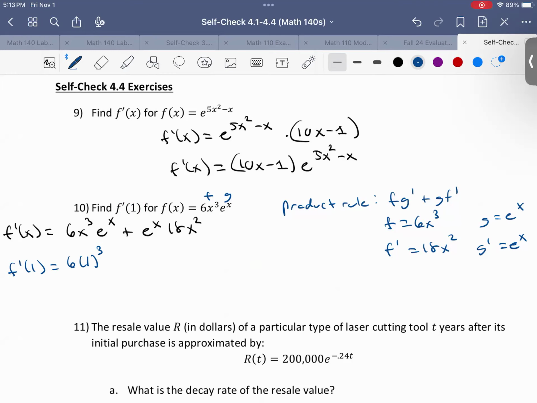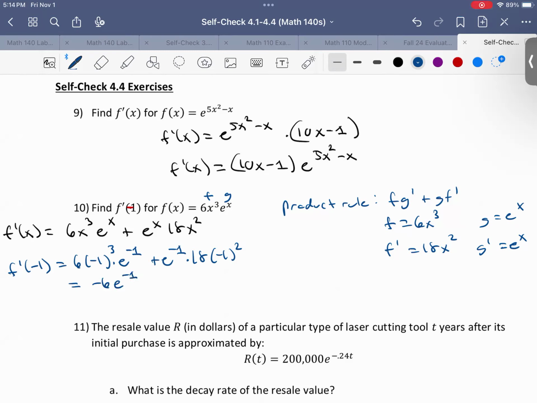Excuse me, this is a typo. This should be -1. So -1. Let's go ahead and fix that. So -1. So this will be 6 times -1 cubed, e to the -1 plus e to the -1 times 18 times -1 squared. Okay, so -1 to the third is -1. So this would be -6 e to the -1.